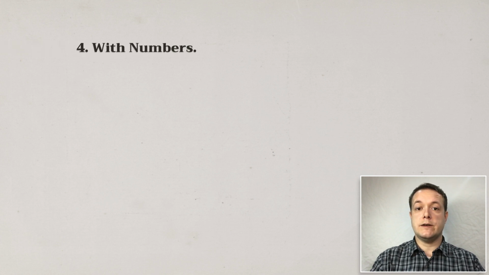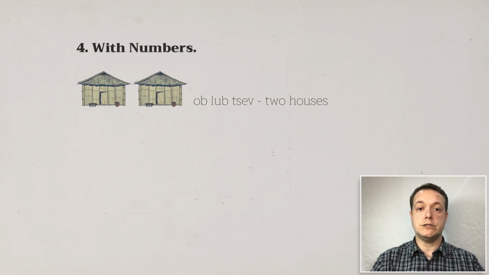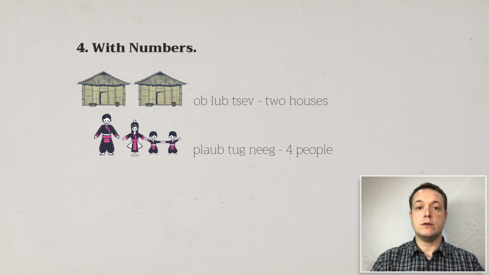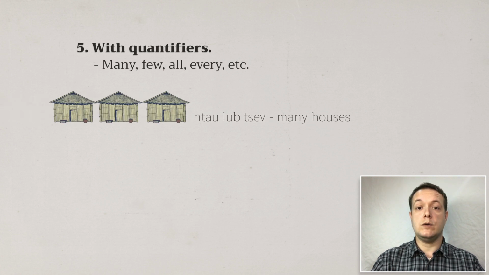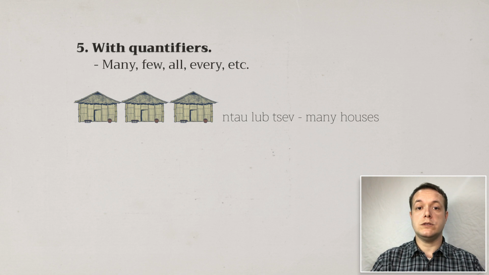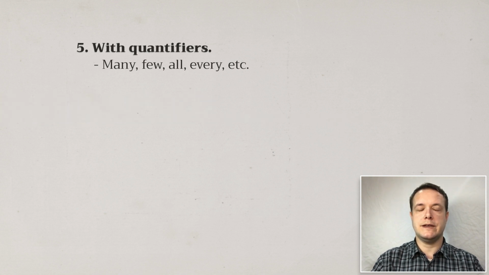We would use a noun classifier with numbers when we refer to numbers of things. So for example, a lo jay, 2 houses. Plau tu ning, 4 people. Example number 5, we use noun classifiers after quantifiers. Quantifiers are words that refer to an amount without saying what number that amount is. So the examples will help it make sense what quantifiers are. For example, dao lo jay, many houses.